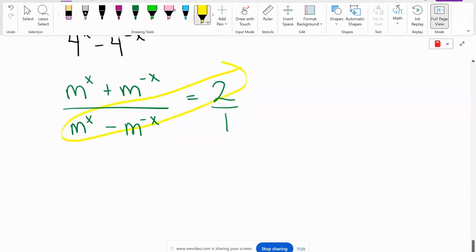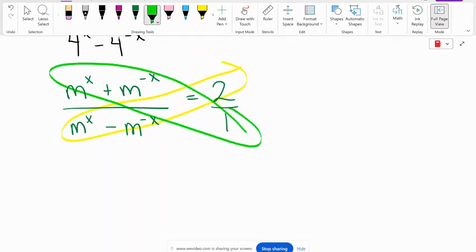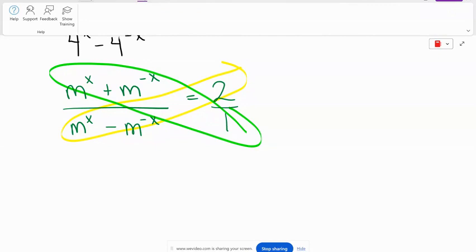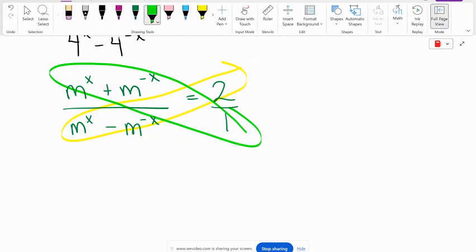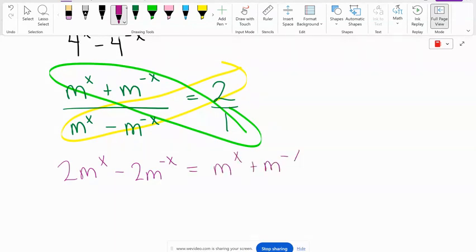So I'm going to do this and this. So this is going to be, are you guys okay if I just distribute right away? Yeah. So 2m to the x minus 2m to the negative x is equal to m to the x plus m to the negative x.